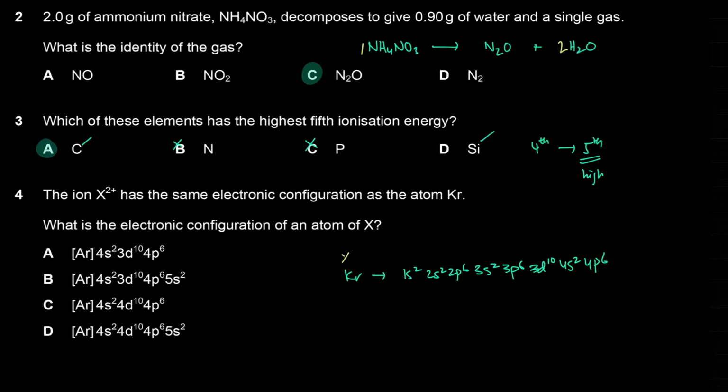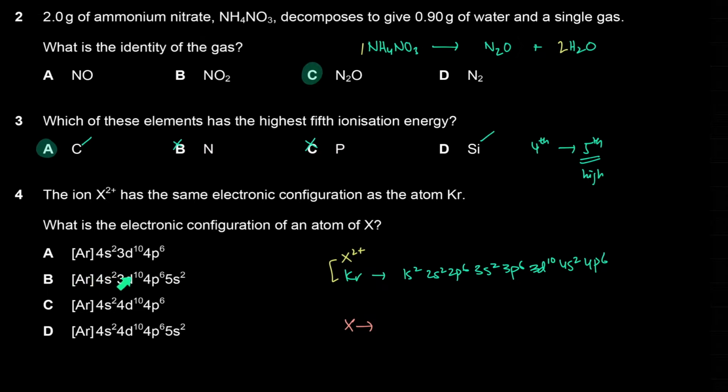X2+ has the same configuration as krypton. So what is the configuration of X? X2+ has 2 fewer electrons than X. So the answer here would be B.